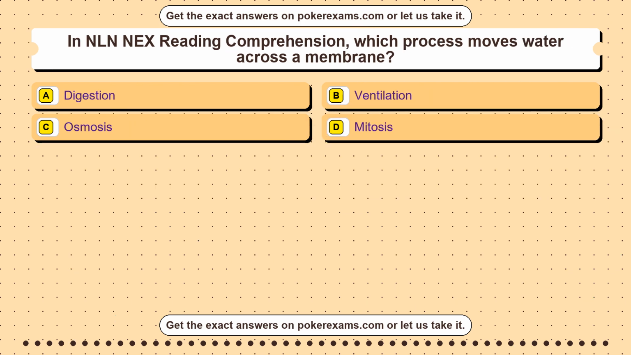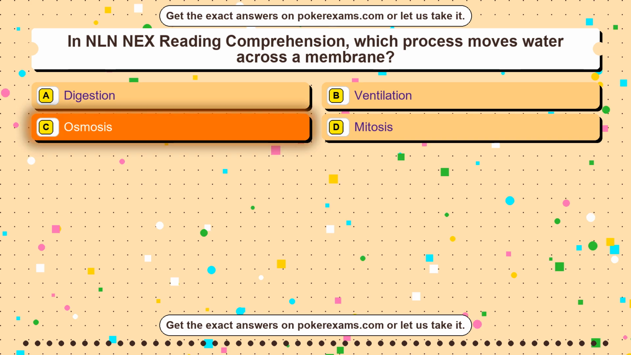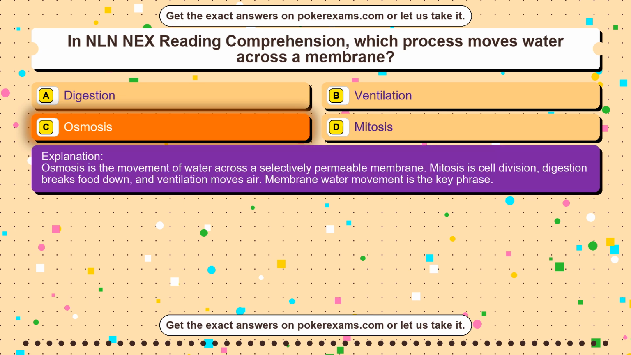Question 3. In NLN NEX Reading Comprehension, which process moves water across a membrane? Option A digestion. Option B ventilation. Option C osmosis. Option D mitosis. The correct answer is option C, osmosis. Osmosis is the movement of water across a selectively permeable membrane. Mitosis is cell division, digestion breaks food down, and ventilation moves air. Membrane water movement is the key phrase.